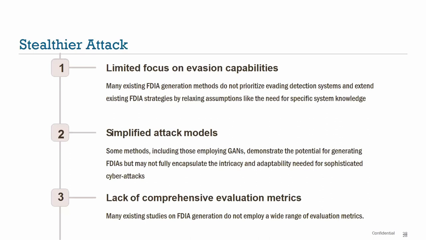Or they have used a simple GAN. In 2020, I also used that to generate FDIA. Simple GAN, simple methods. But they overlook the complexity of measurements and the power system. Third, they do not have strong evaluation metrics. They use just BDD. They say that I generate this attack, it is still here. Why? Because I bypass BDD.